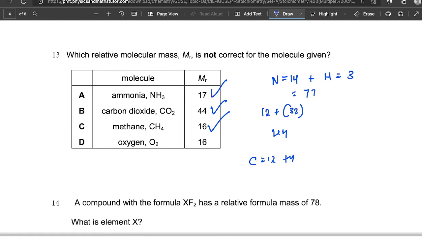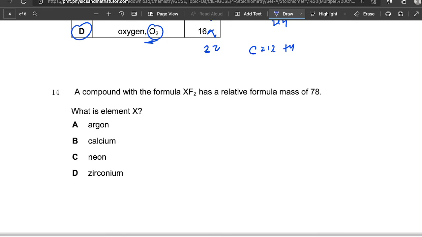Have I made a mistake here? I think I might have made a mistake here because I did not use my... No, sorry. Everything's... Yeah, it's correct. And then... oh, it's O2. Okay, so O2 is not 16, it is 32 because it's diatomic. Okay, we move on to the next question.